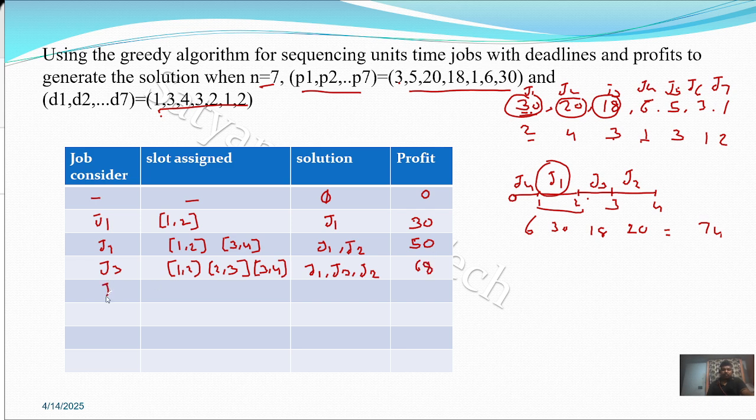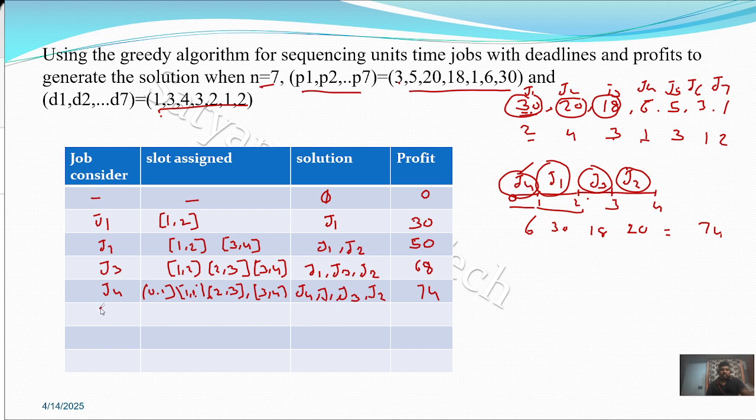Now we can consider J4, job 4. Here the J4 slot is 0 to 1. Already J3 is completed, J2 is completed. So the 0 to 1 slot is assigned to the J4 job, then 1 to 2, 2 to 3, and 3 to 4. Here it is completed, first J4, then J1, then J3, then J2. You can get the maximum profit, for example 74.